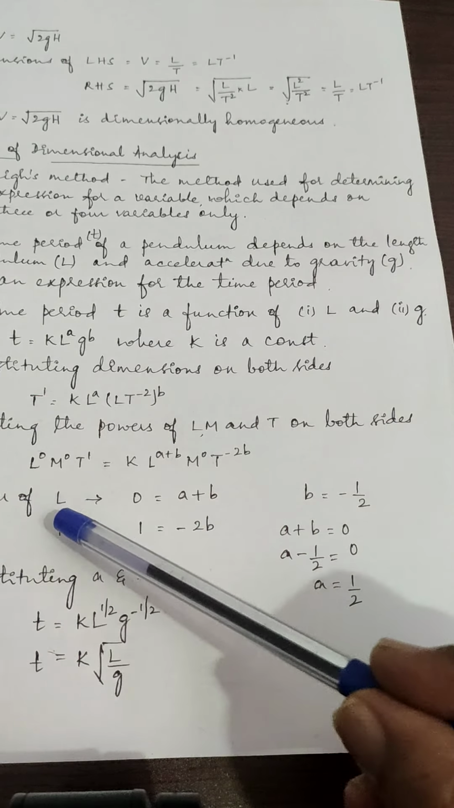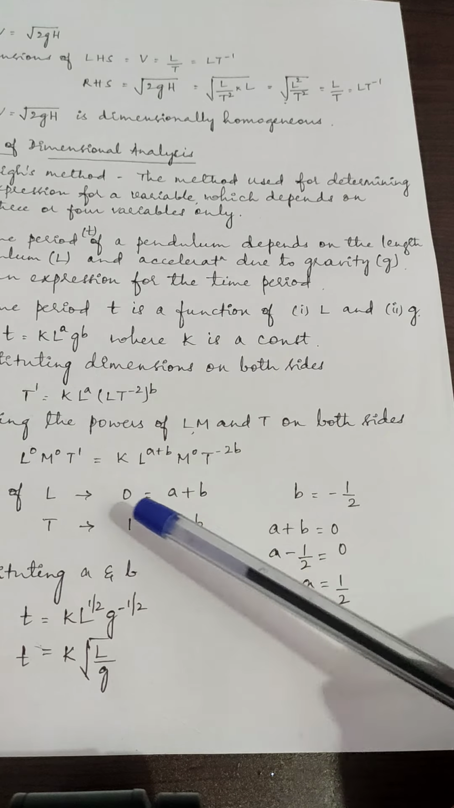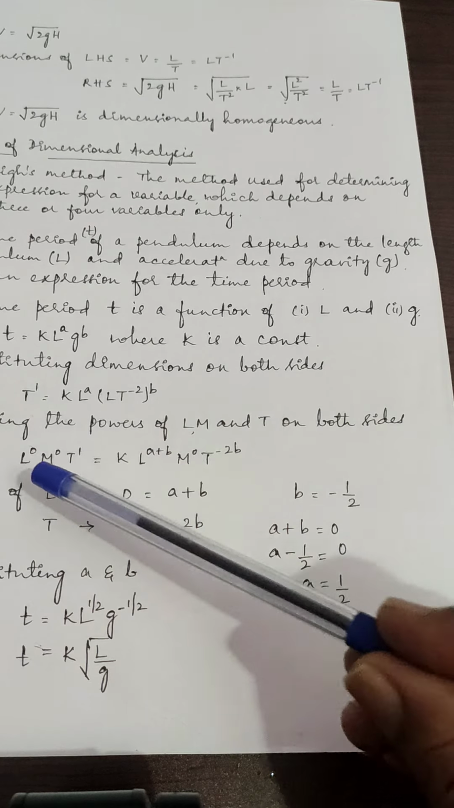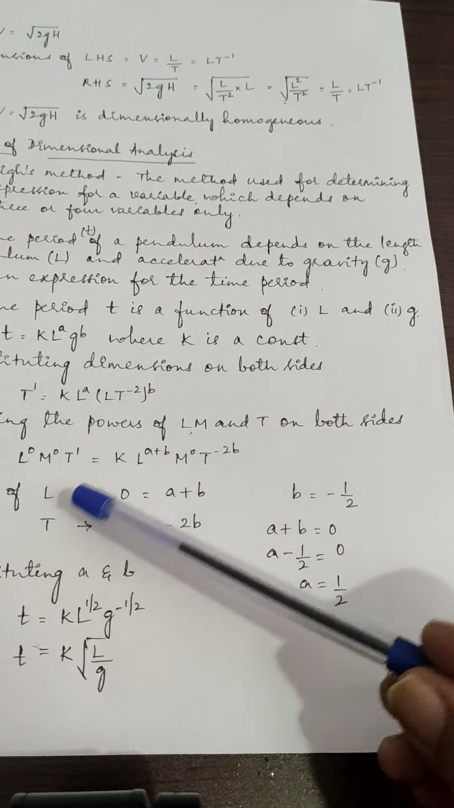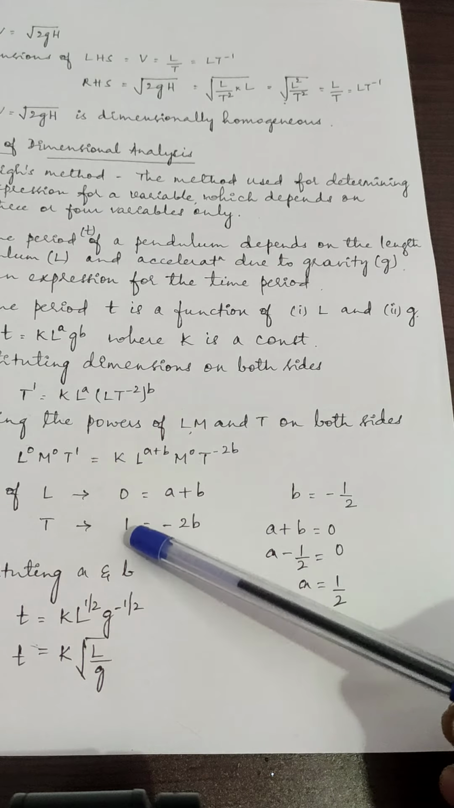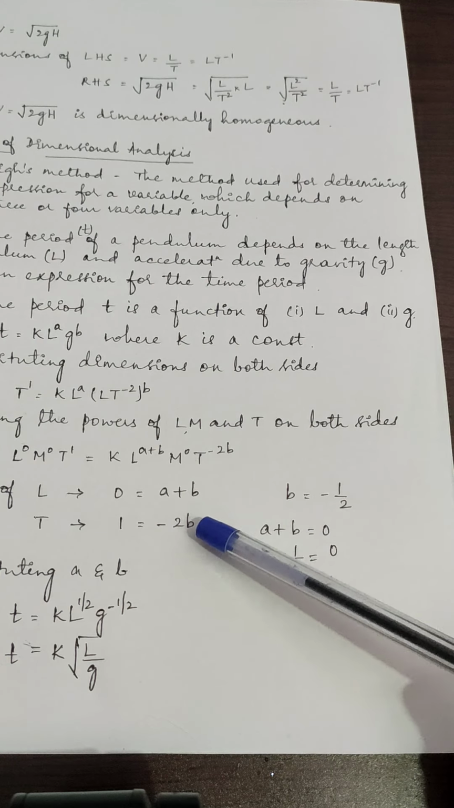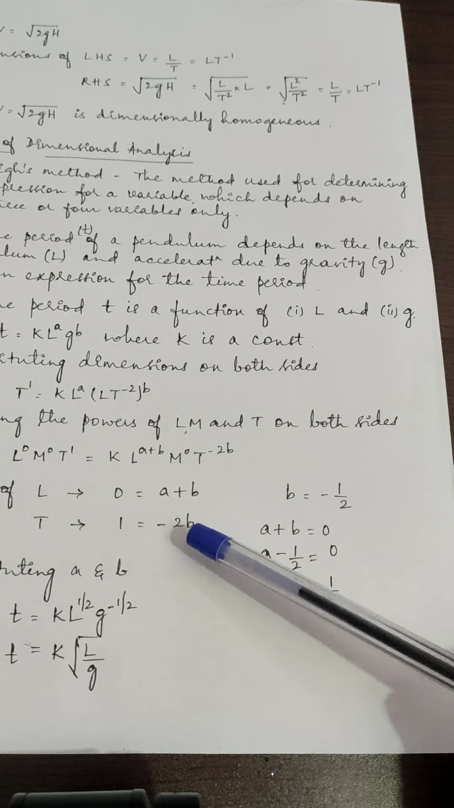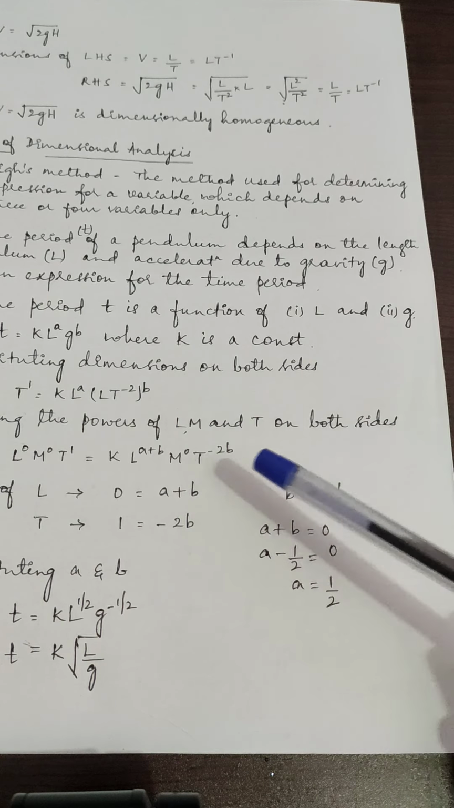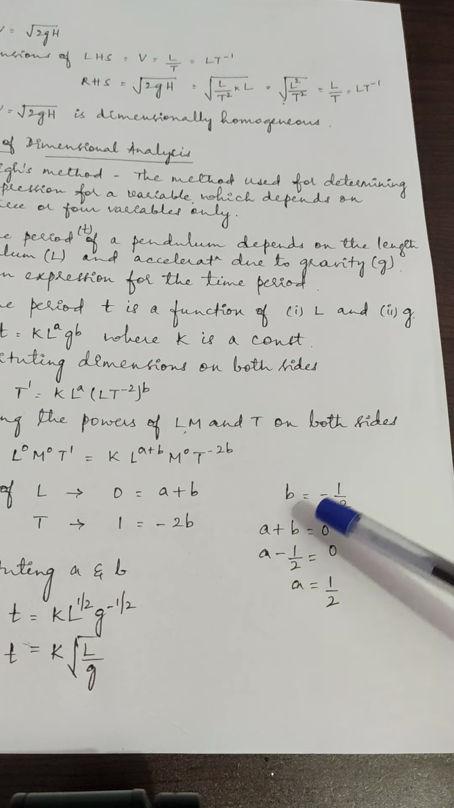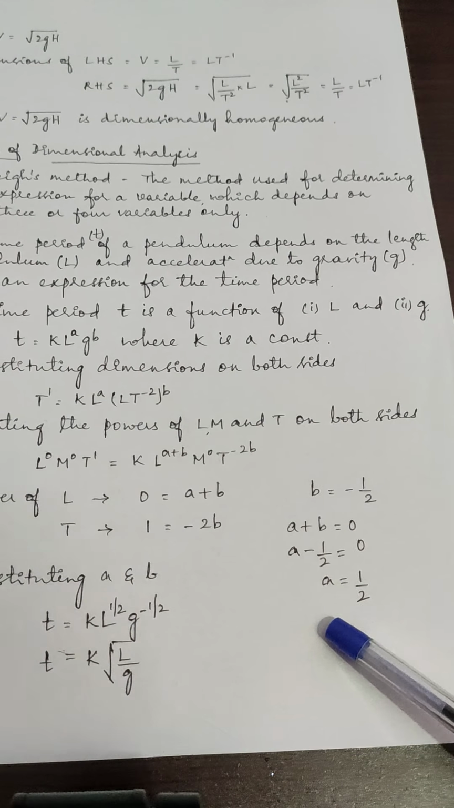The power of L is 0 on the left hand side and a plus b on the right hand side. We don't have m on both the left hand side and the right hand side. And the power of t on the left hand side is 1, and on the right hand side it is minus 2b. So minus 2b is equal to 1, so b is equal to minus half. Then we have a plus b is equal to 0. Substituting b as minus half, we get a is equal to half.